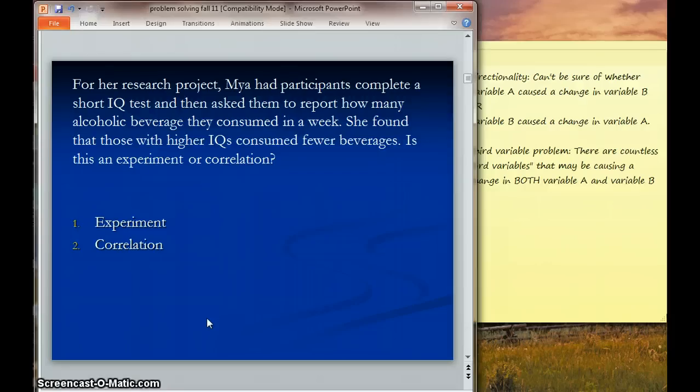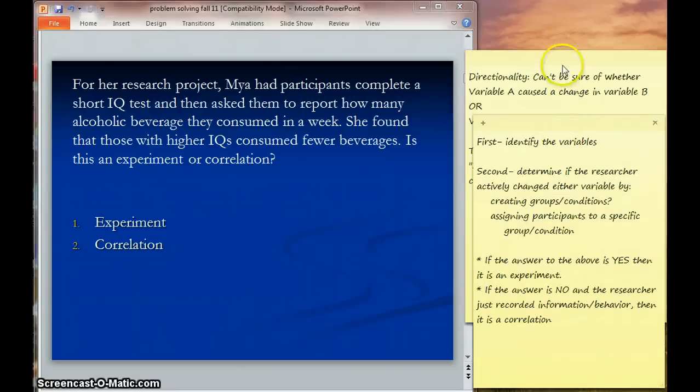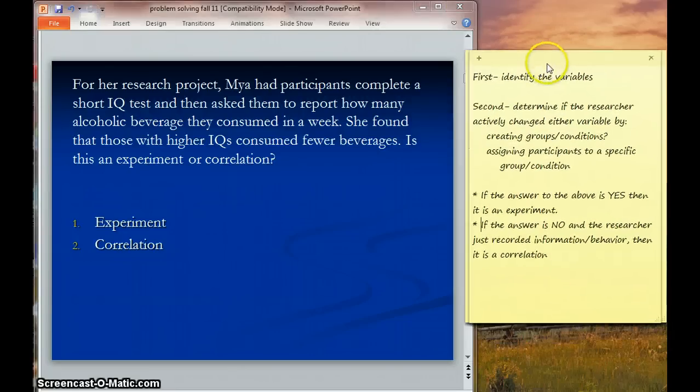Okay, next question here. For her research project, Maya had participants complete a short IQ test and then asked them to report how many alcoholic beverages they consumed in a week. So she found that those with higher IQs consumed fewer beverages. The first thing you need to do is to identify the variables she was looking at. So if we look at this last sentence, she was really focusing on IQ and number of alcoholic beverages. So those are the two variables.